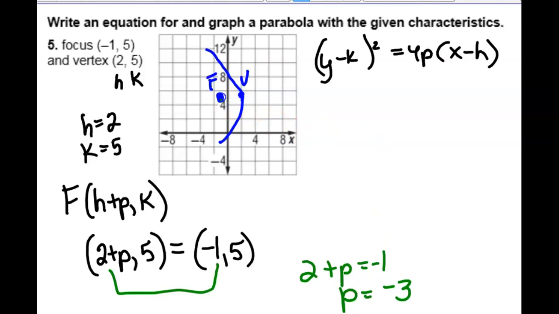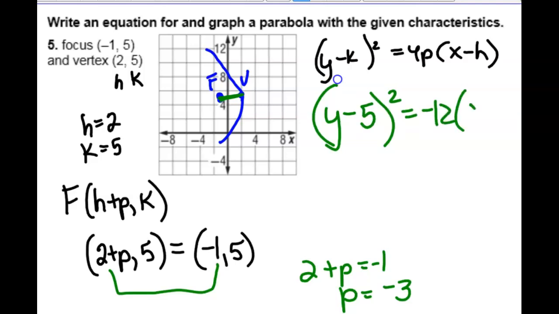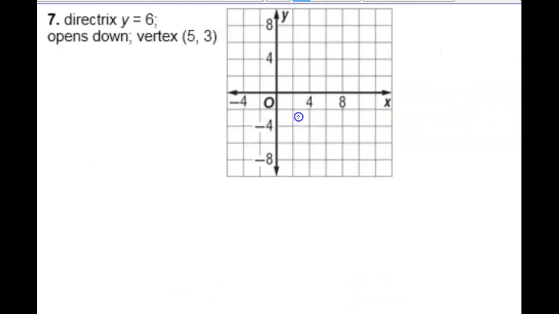Does that make sense? Is this a distance of 3 from here to here? And it's opening in the negative direction because it's opening left. That all checks out. So what's the final equation? Do I have one more? Okay.